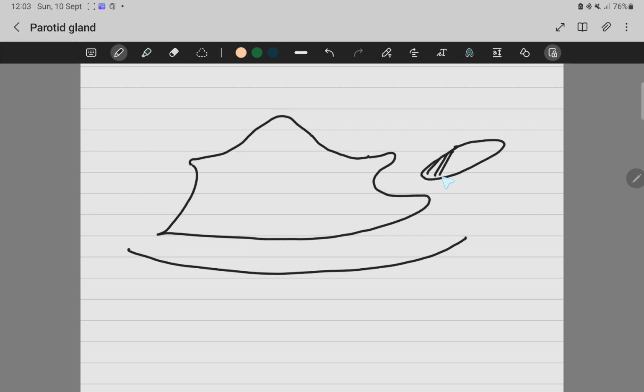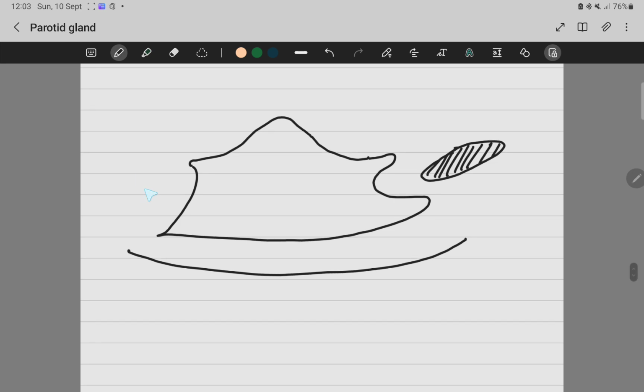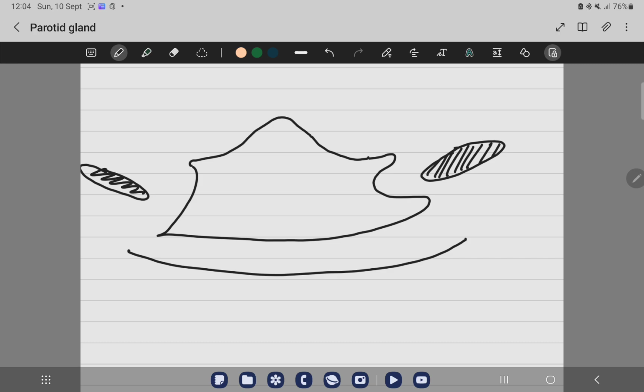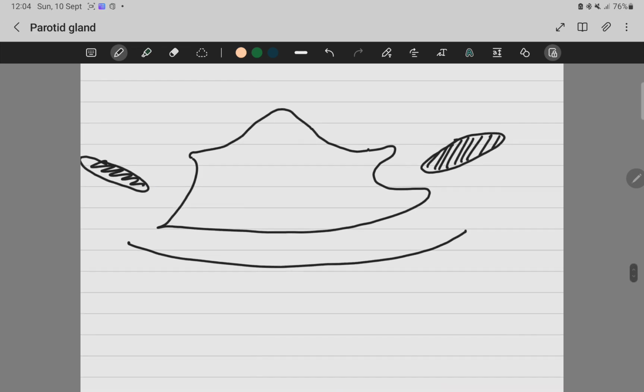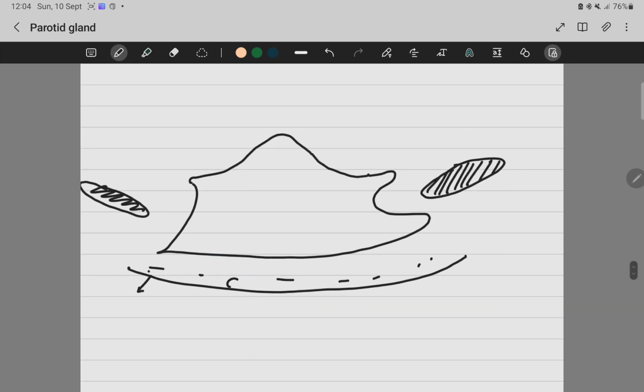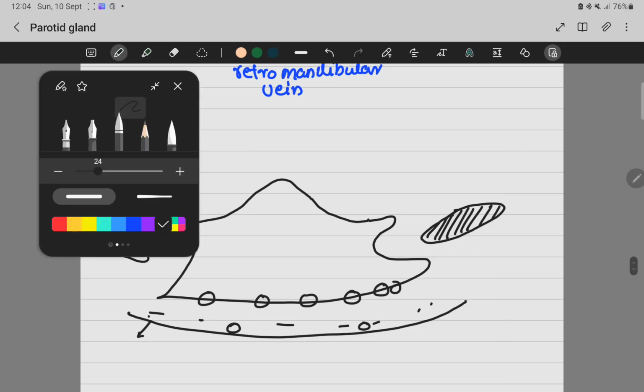This would be the posterior ramus of mandible. This is the mastoid process, and we have the skin. Then we'll have the superficial fascia. Then it contains the nerves, the branches of great auricular nerve, and we'll have the parotid lymph nodes over here, and then the muscles.